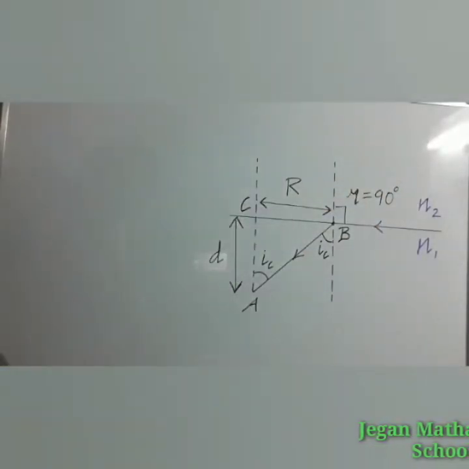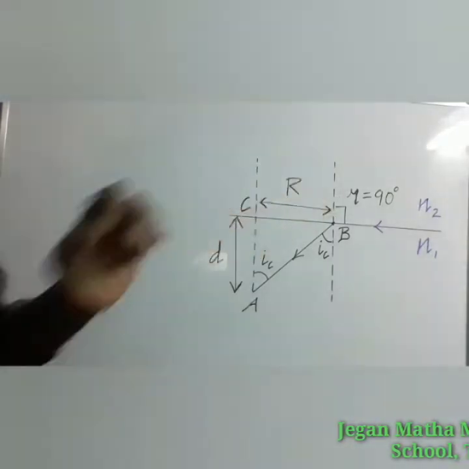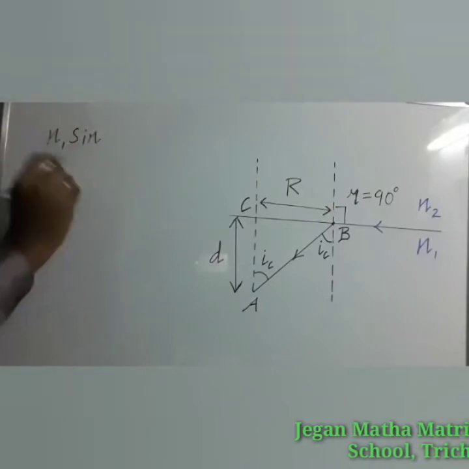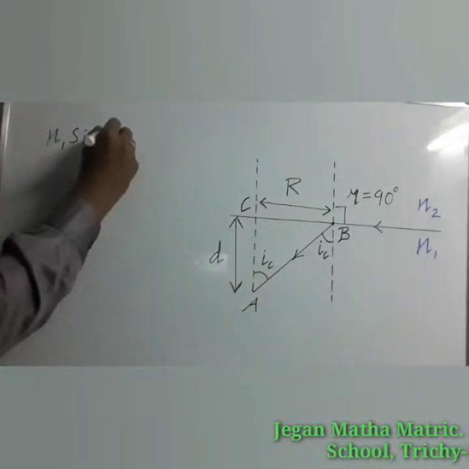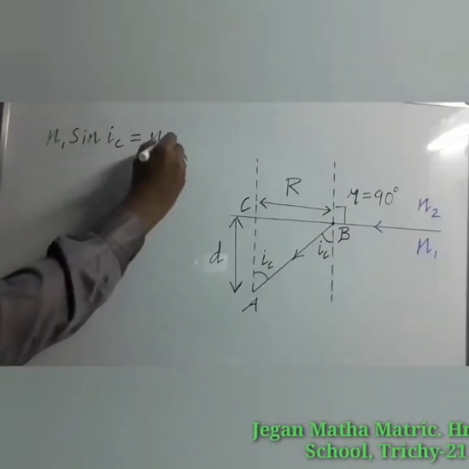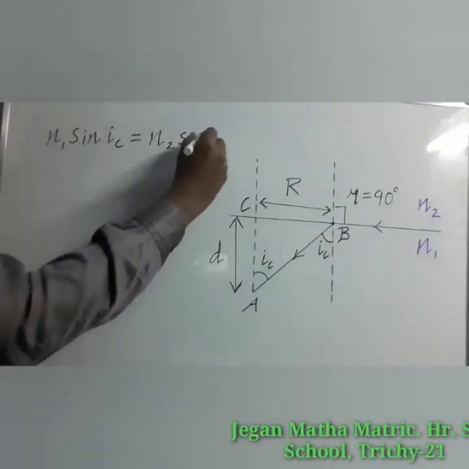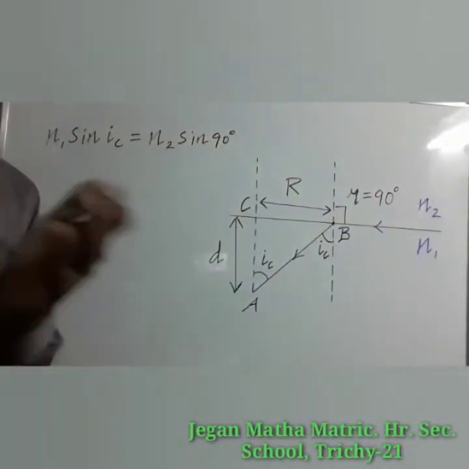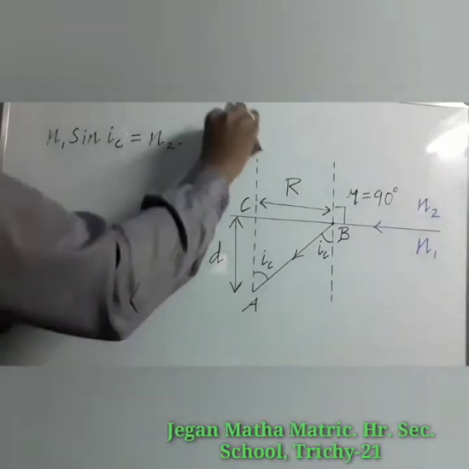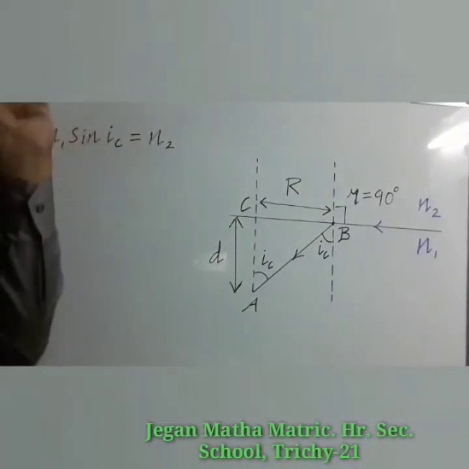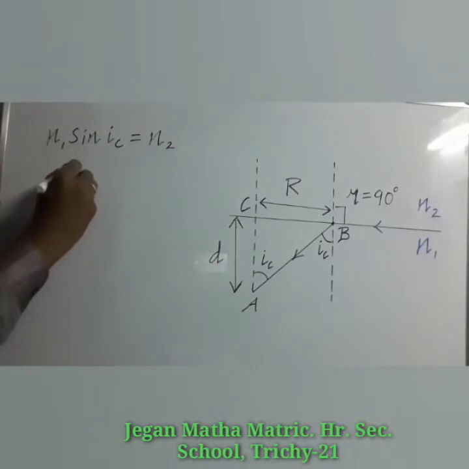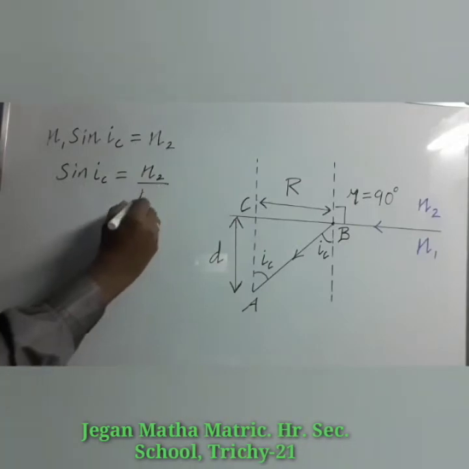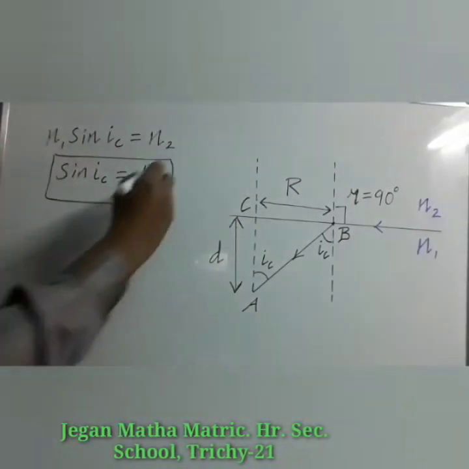We can write Snell's law in the product form for that refraction. n1 sin IC, here the angle of incidence is IC, is equal to n2 sin R, here the angle of refraction is 90 degrees. We know that the value of sin 90 is equal to 1. Here we can find the value of sin IC. So sin IC is equal to n2 by n1, taking n1 to the right side. Let us take this as the first equation.